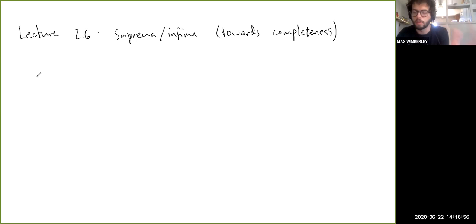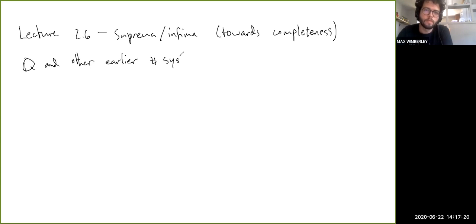If you think back to where we started the discussion, we started with the natural numbers and then we looked at Q, right? And I was pointing out along the way that each of these number systems was missing certain numbers, right? So Q and other earlier number systems are missing numbers. Okay, like pi and e and so on, right?